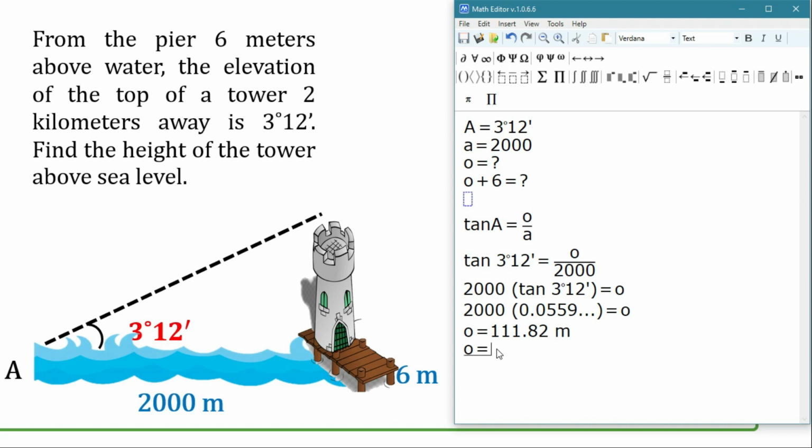So, that's gonna be 111.82 meters plus 6 meters. And that is equivalent to 117.82 meters. So, this will be the height of our tower above sea level. Again, you can check that using other trigonometric functions aside from the tangent. Alright, so let us now proceed with our last example.